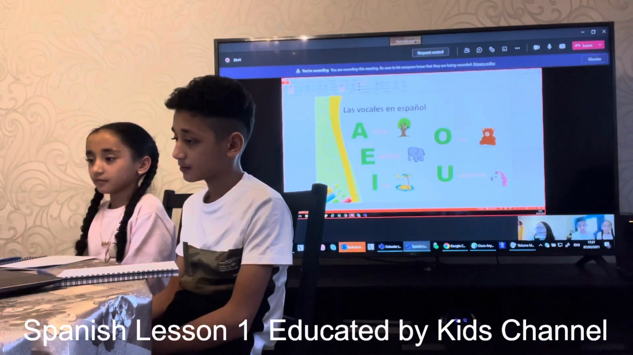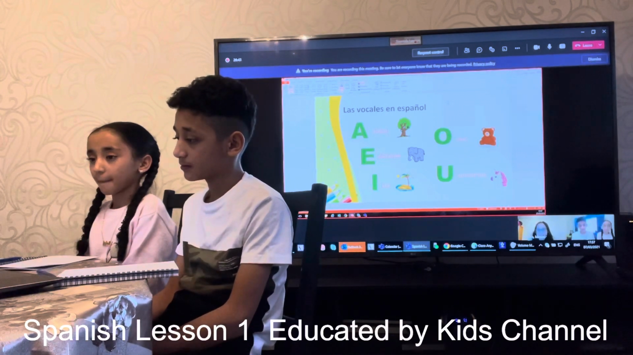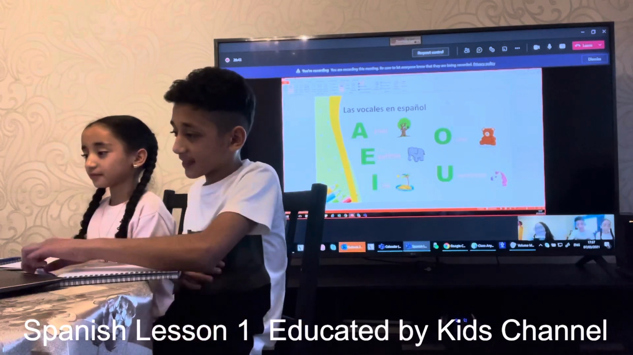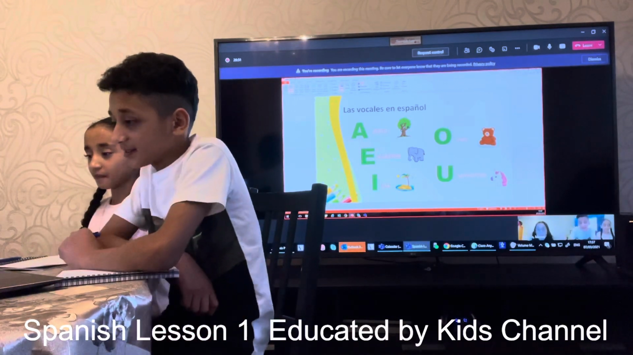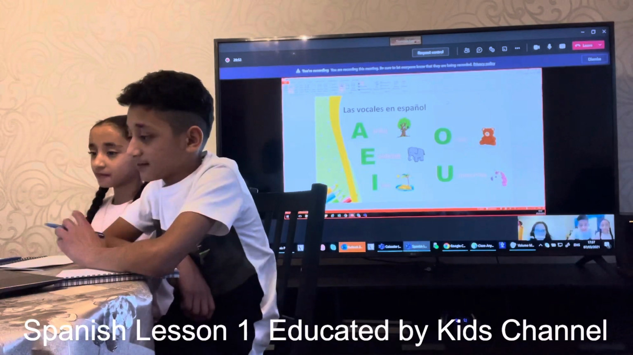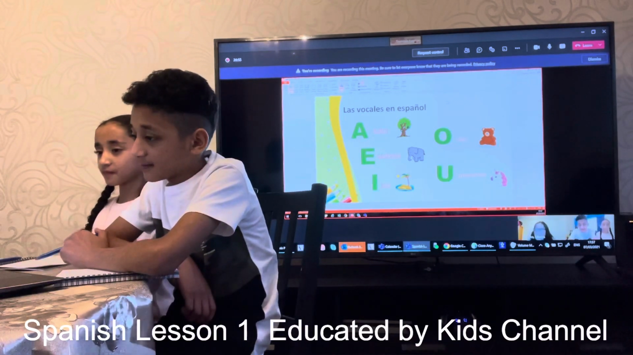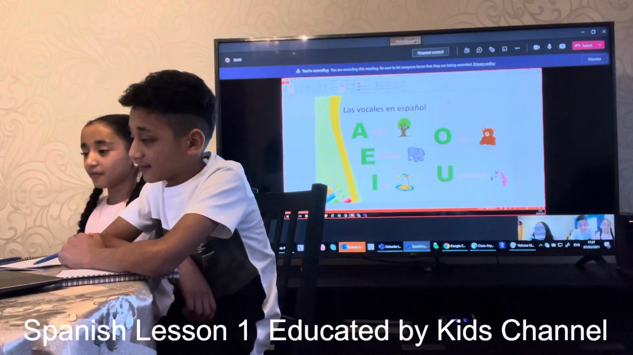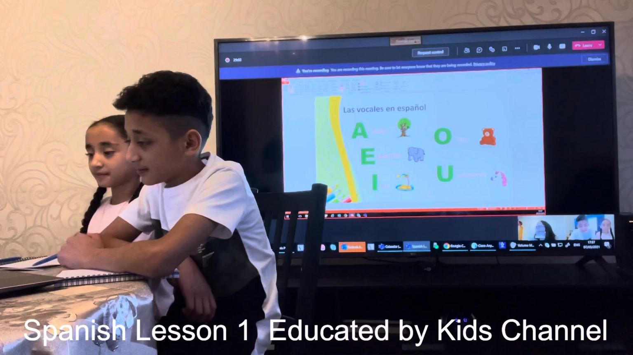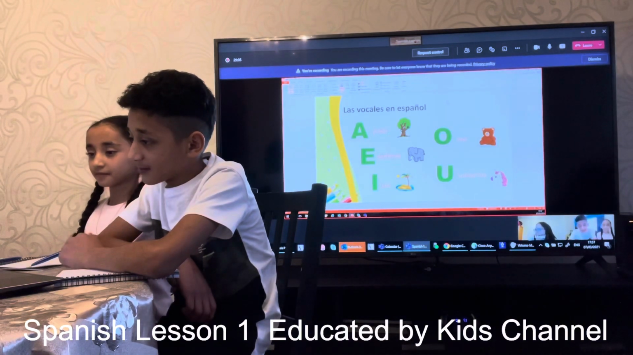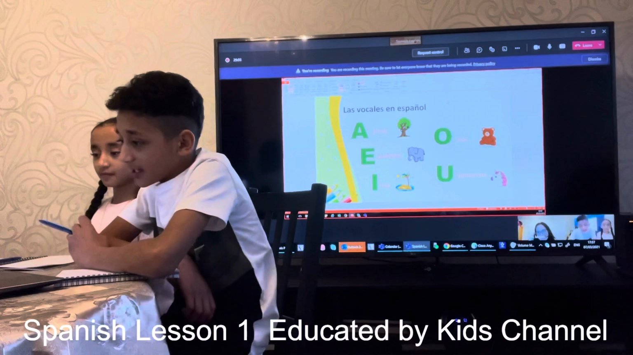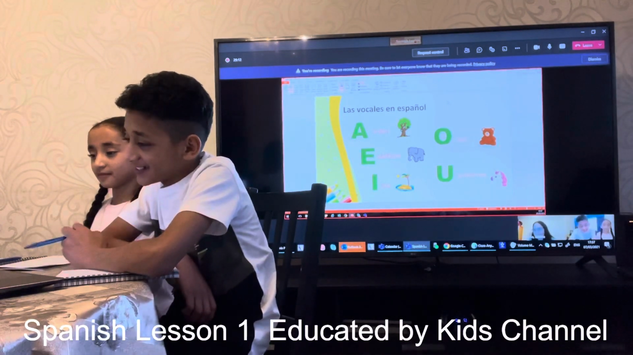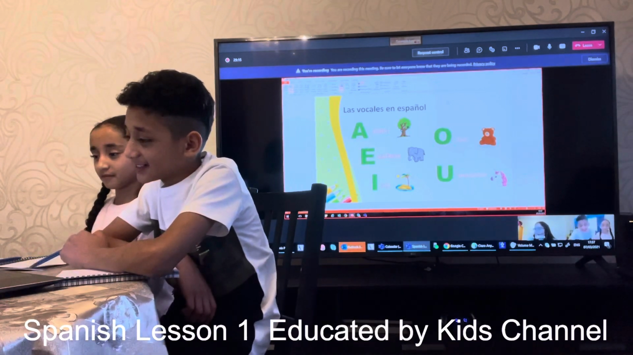The first vowel is A. And an example of a word containing A is árbol. Árbol. You see? Fatima, you want to repeat the word starting with A? Árbol. Muy bien. Abdu, the second vowel. Elefante. E. Elefante. Can you repeat? Elefante. Muy bien. The third one is E.